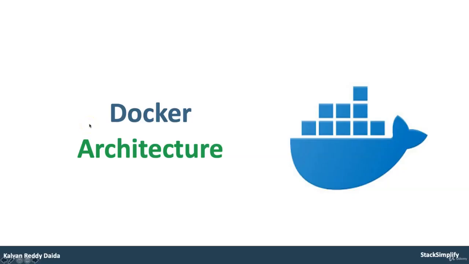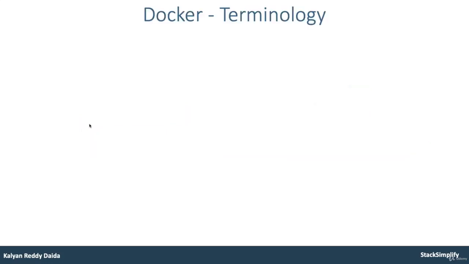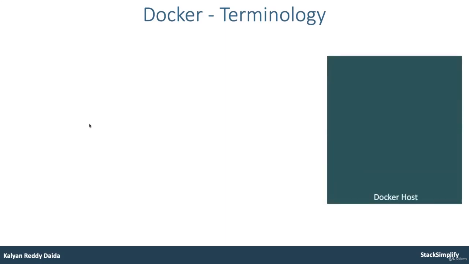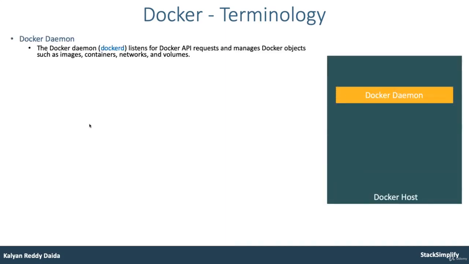Welcome back. So let's see the Docker architecture now, or even we can call it Docker terminology. We have a Docker host, and inside the Docker host primarily we'll install the Docker daemon. The Docker daemon, dockerd, listens for Docker API requests and manages Docker objects such as images, containers, networks, and volumes.